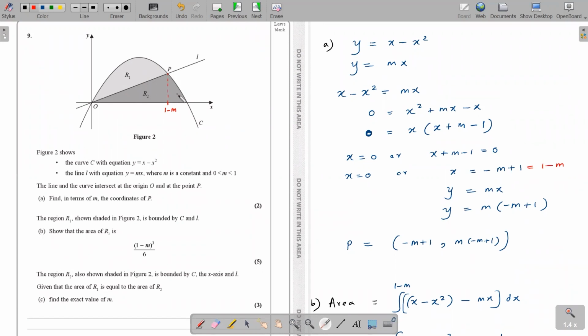Okay, so you know what you should do here. Basically, region 1 area, we just found it in the previous part. Okay, what we'll do is this. We'll first get the area under this entire curve.